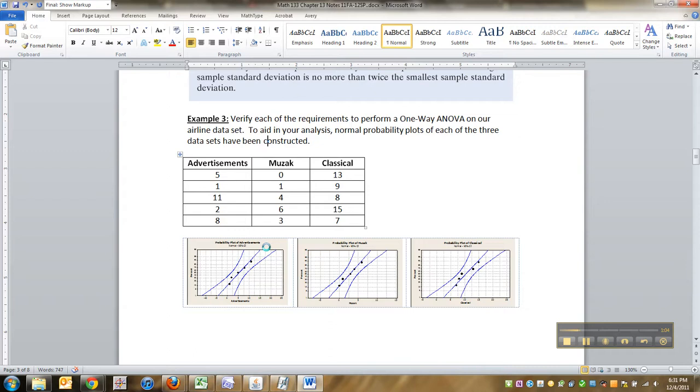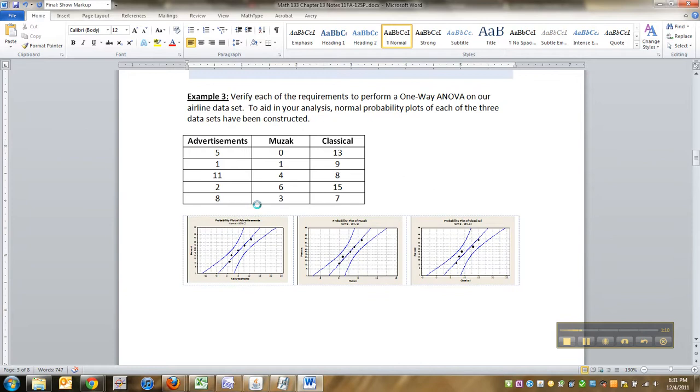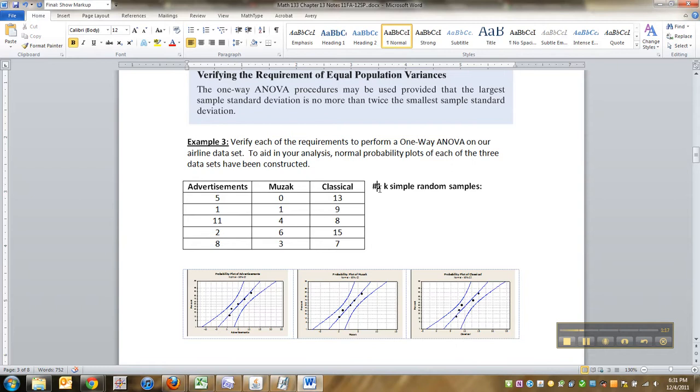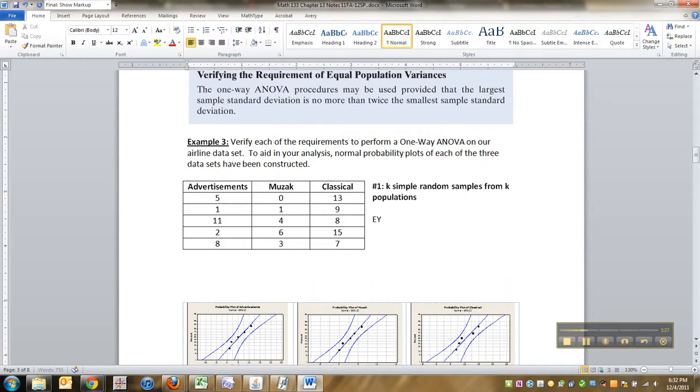the largest sample standard deviation is no more than twice the smaller sample standard deviation. Okay, so let's do a couple things. First of all, we're going to verify all our requirements and see if we understand what they were all saying. So I'm going to write them down a little bit up here. Requirement number 1 was that there were k simple random samples from k populations, right? Well, we totally have that. So yes, we have that.